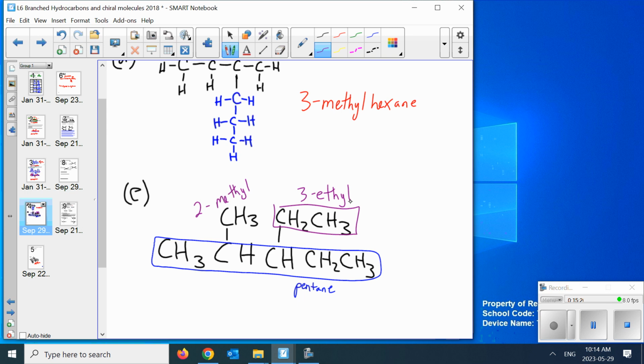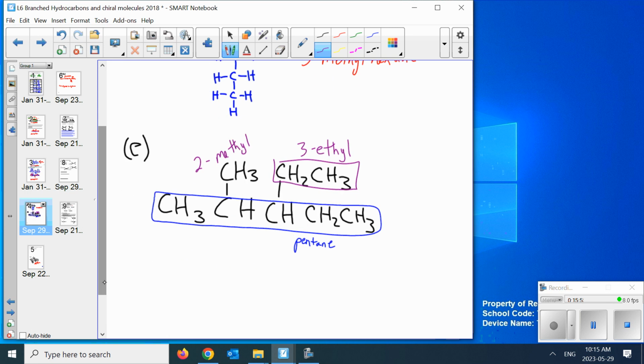What I wrote down is what I'm thinking. Now you can put it all together for a name. In alphabetical order between ethyl and methyl, so 3 ethyl is first. Then the 2 methyl, and the pentane is always last. So I'm going to go with 3 ethyl. It's not numerical, it's alphabetical.